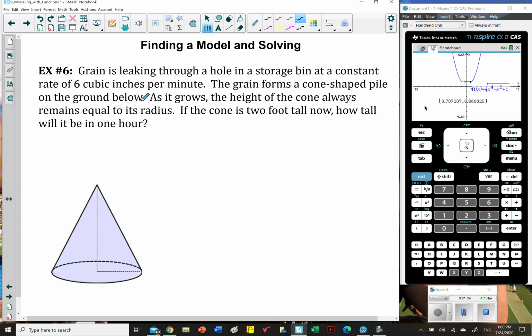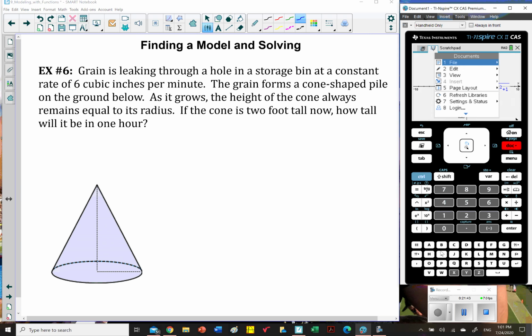Grain is leaking through a hole in a storage bin at a constant rate of 6 cubic inches per minute. And the grain forms a cone-shaped pile on the ground. So here's my shape here. As it grows, the height of the cone always remains equal to its radius. So that's going to be important for us. And if the cone is 2 feet tall now, how tall will it be in 1 hour? So we want to set that up and get that ready.